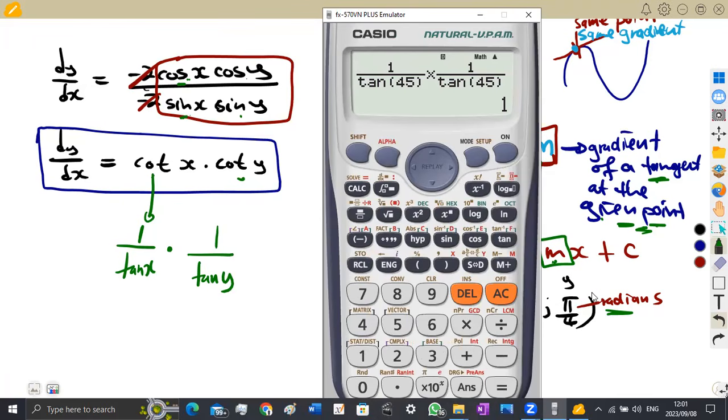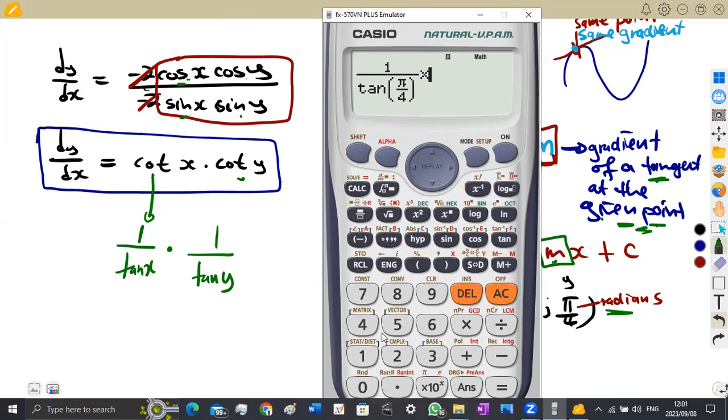But using pi over 4, like I said, it's in radians. You are supposed to change your calculator: shift, mode, you go to the 4. So the 4 there is radians. You change this to rad, so it must indicate R there to represent radian. So you're going to use 1 over tan, which is tan pi over 4. Remember your x there was pi over 4, so you're going to use pi over 4.